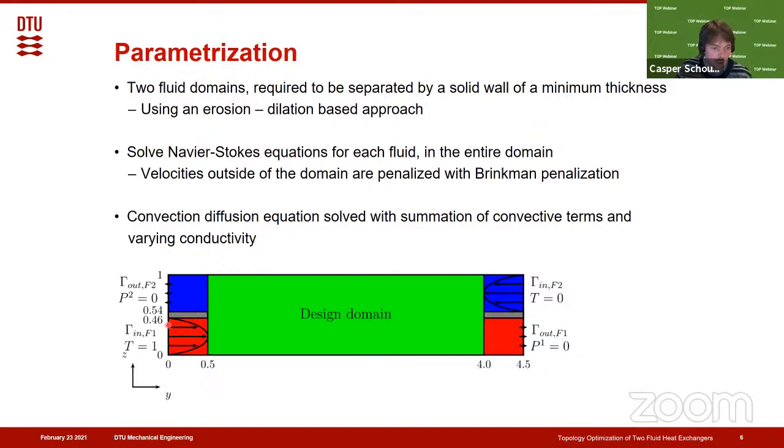If we look at the design problem here, we see that we have an inlet in the bottom left side, where there's a hot fluid coming in, and there's an opening here for the hot fluid to get out. So the hot fluid only sees this opening and this inlet. For the cold fluid, we see an outlet to the left and an inlet to the right. There's a prescribed interface region where it's not possible to do any design, in order to avoid exploiting the boundary condition representation. So it's only in the green design domain that we can actually optimize the design. We also see that the inlet temperature of the hot fluid is 1 and the inlet temperature of the cold fluid is 0.